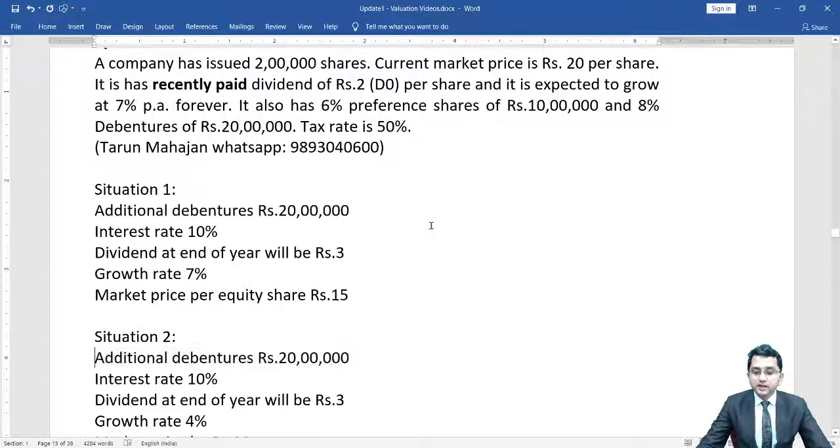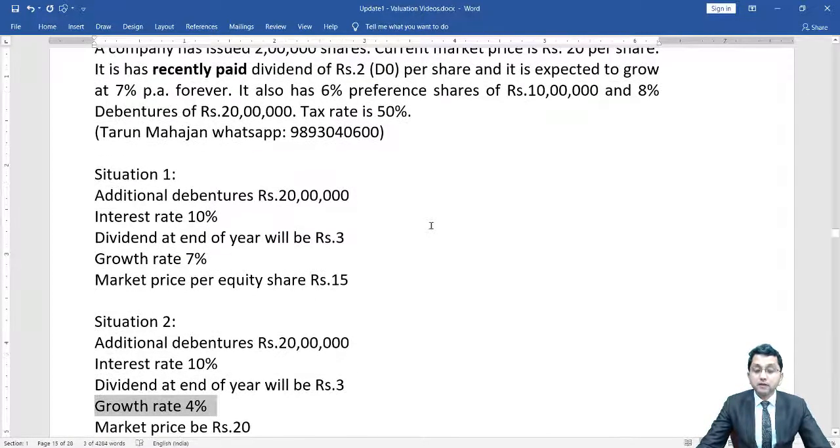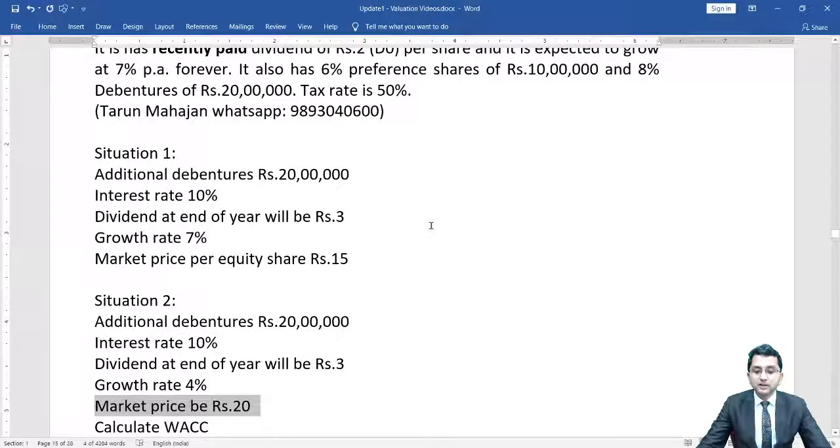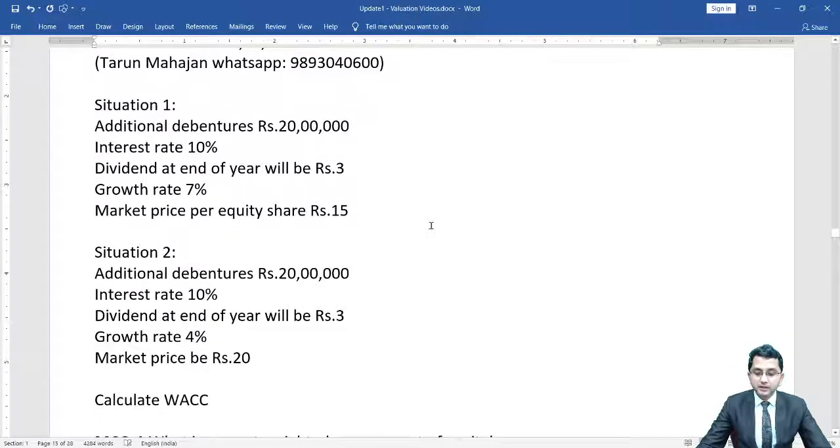Here also additional debt is 20 lakh, interest rate is 10%, dividend is 3 rupees, but what if the growth rate is 4% in place of 7%, and market price is 20 rupees in place of 15 rupees.